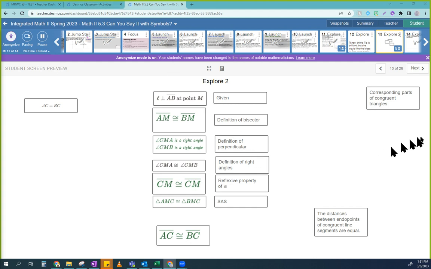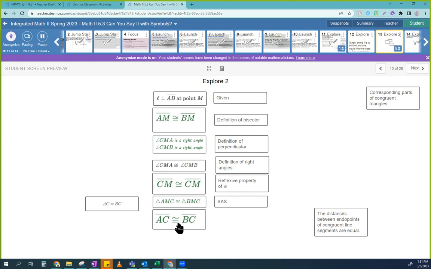Okay, what comes next? What's next? Well, the only one that could be is one of these two, right? So I'll tell you that this one comes next. What did I tell you always comes after triangles are congruent? What always comes after triangles are congruent? Very good, corresponding parts.